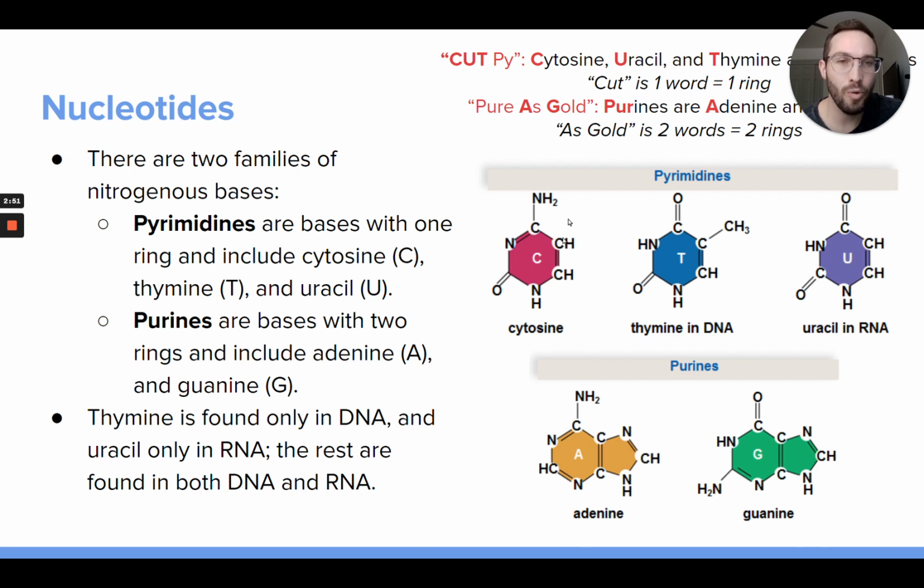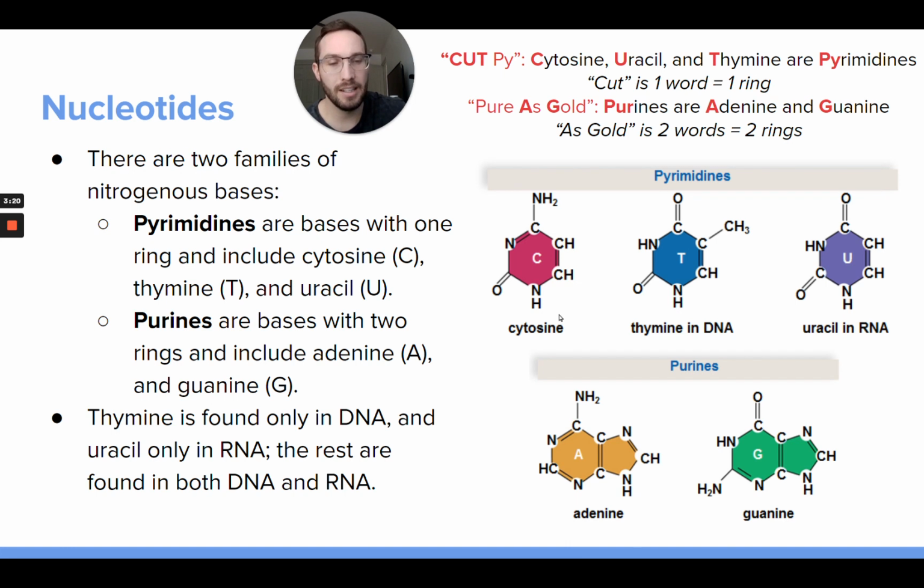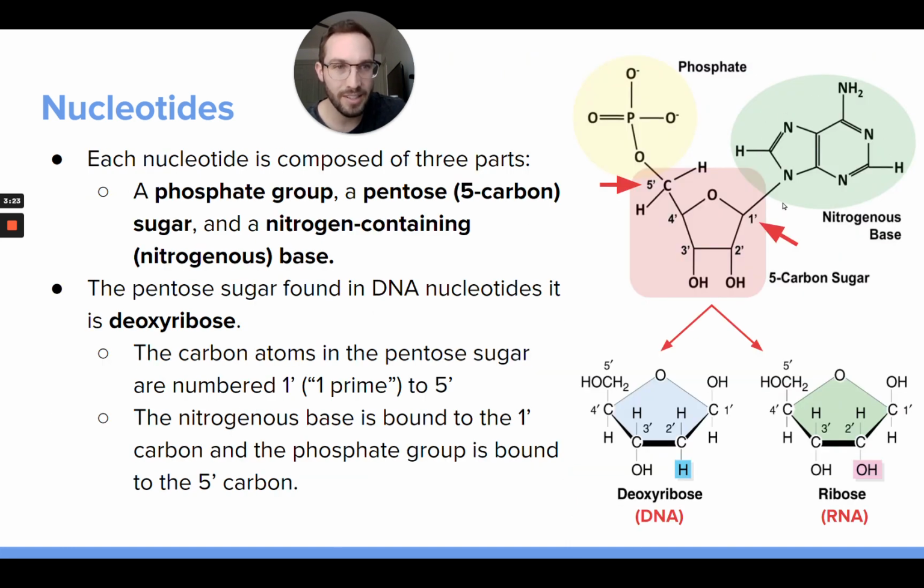The nitrogenous bases with a 1-ring structure are called pyrimidines, and the ones with a 2-ring structure are called purines. And then if you guys remember at the beginning of the school year, I gave you this mnemonic to help remember which ones are which: cut, pi, and pure as gold. And then at this point, just remember that thymine is found in DNA nucleotides, but not in RNA, and uracil is found in RNA, but not DNA. But those are these things right here, these nitrogenous bases, right? So this nitrogenous base in this picture, I can tell is a purine because it has a 2-ring structure.